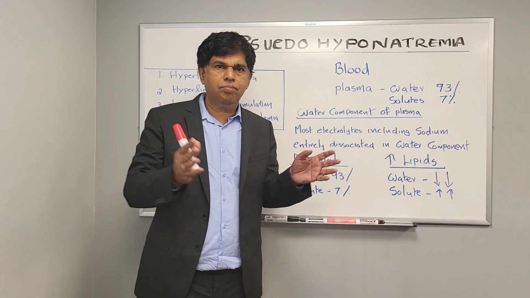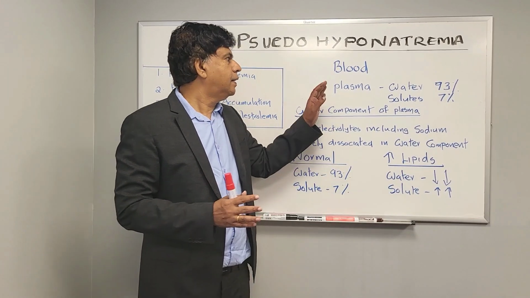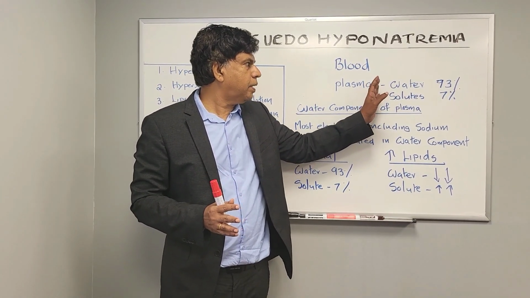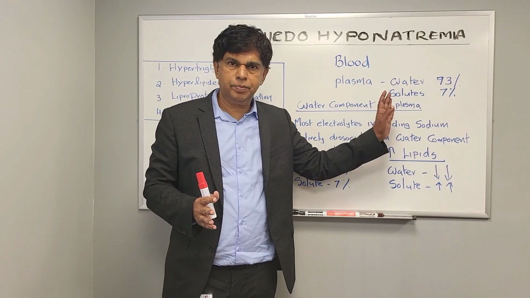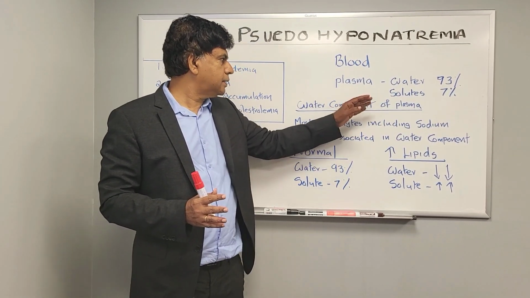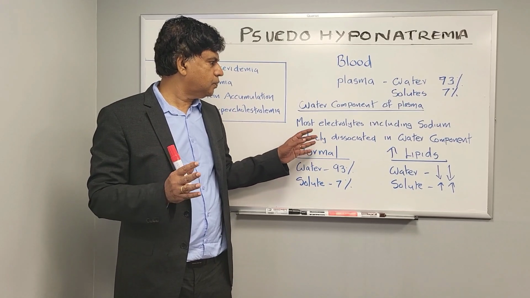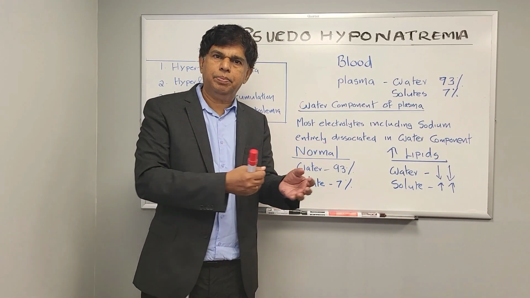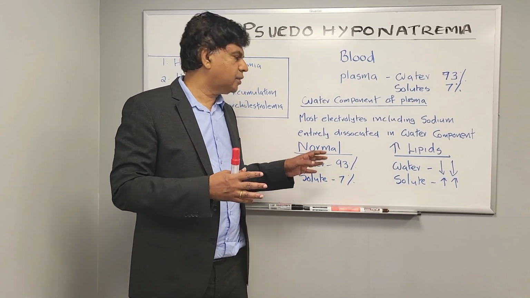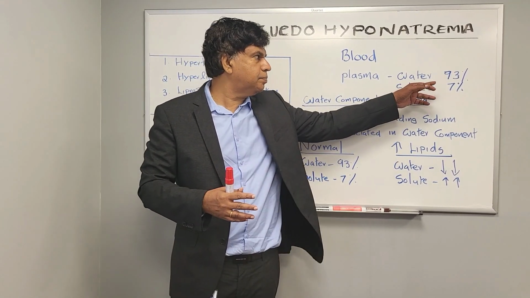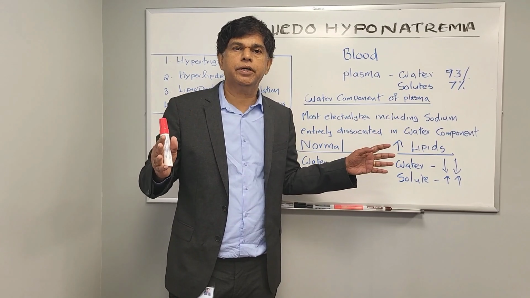So let's look at the blood. When we draw blood, look at the plasma. Water is 93%, solutes are like 7%. That is the normal composition. So what happens when you have excess lipid? When you draw blood, it becomes thick, right? And then this 93% to 7% ratio is going to be altered.